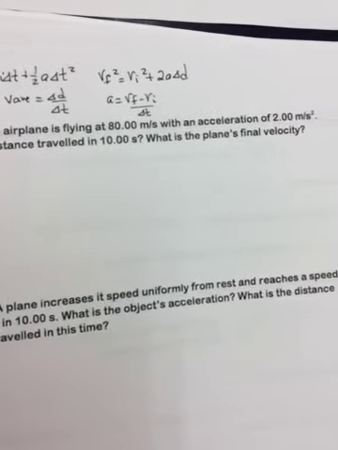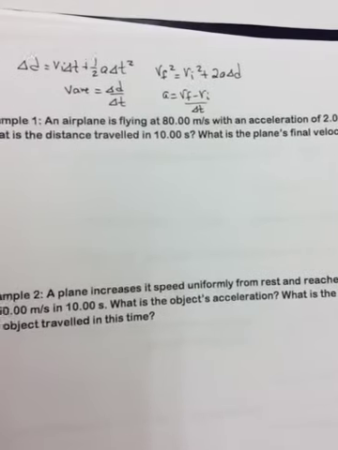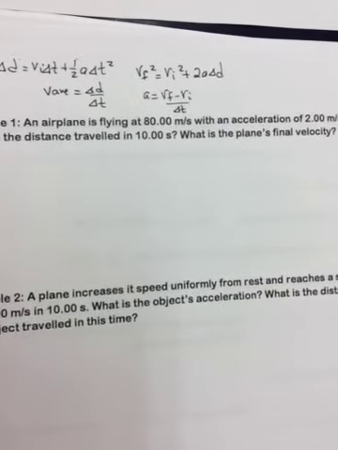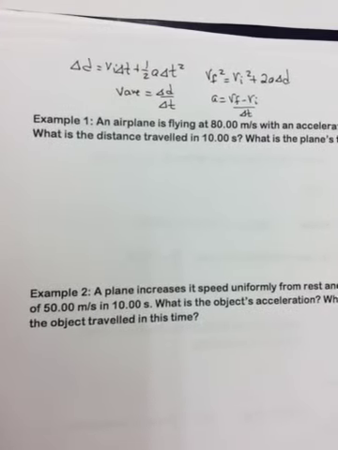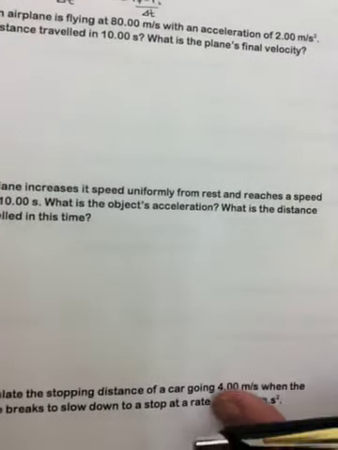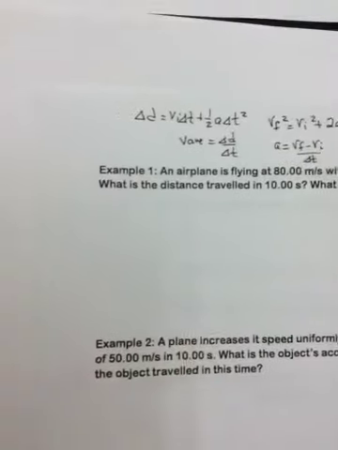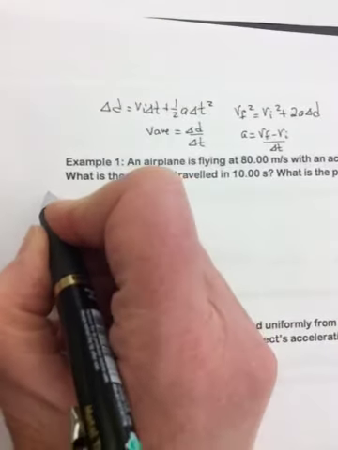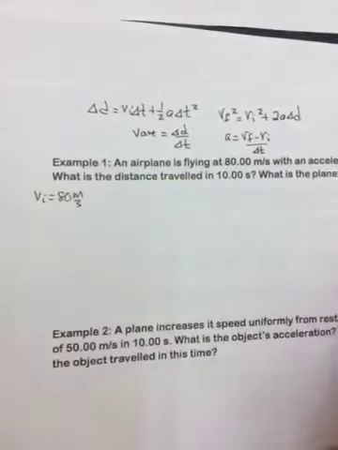An airplane is flying 80 meters per second with an acceleration of 2 meters per second squared. What is the distance traveled in 10 seconds and what is the plane's final velocity? So remember the steps. Step 1 is write down your givens. So it's flying 80 meters per second initially. So that's our VI. So VI is equal to 80 meters per second.